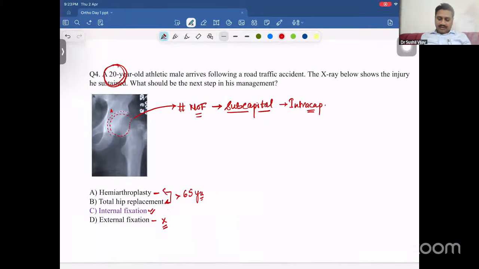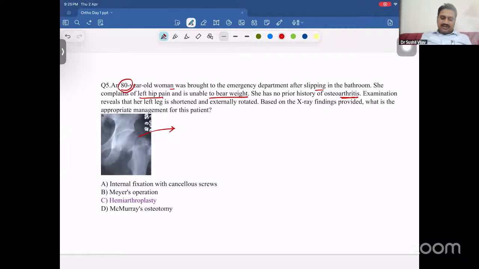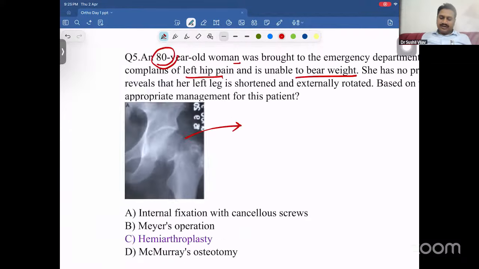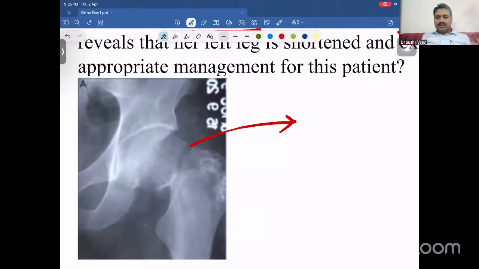ओके, चलो एक क्वेश्चन और. What you are going to do here? देखो 80 ईयर, now the age is 80 years. Same kind of question, right? Now they are saying it is an 80-year-old woman brought to the emergency department after slipping in the bathroom. She complains of left hip pain and is unable to bear weight. She has no prior history of OA. पुरानी कोई ओए की हिस्ट्री नहीं है. Examination reveals a left leg is shorter and externally rotated. What is the appropriate management? क्या करोगे इसमें? Again the same question.